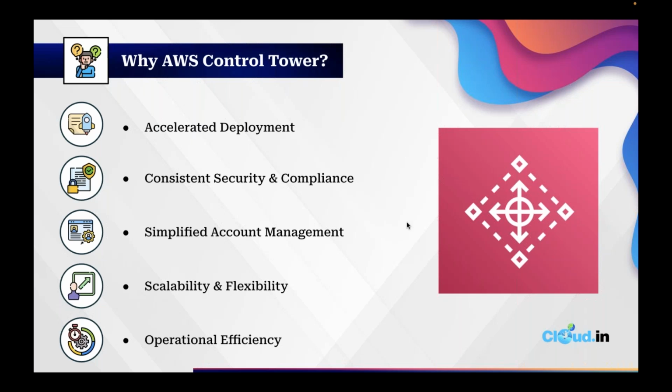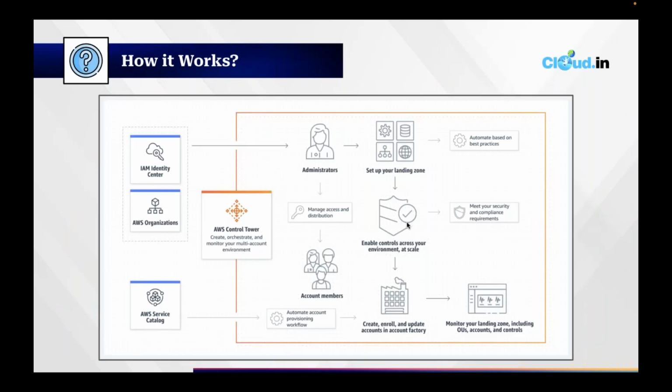Next, we will look at how AWS Control Tower works. What are the backend mechanisms and how does it coordinate with all the services? What are the services that it uses to give you a ready solution? So at the heart of AWS Control Tower, there are a few components.